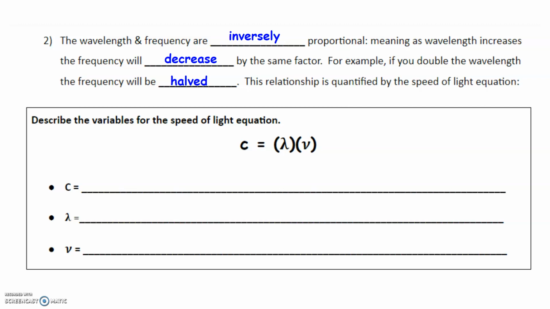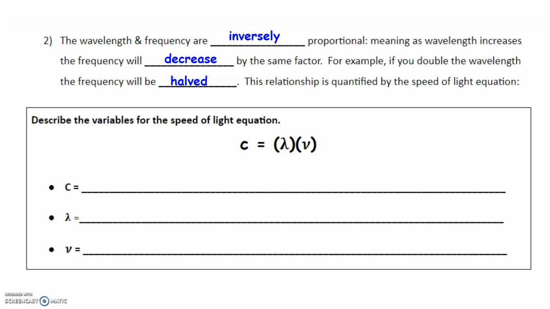So let's sort of recap, and this is where you'll take your notes in your note packet. So wavelength and frequency are inversely proportional, and that means that as the wavelength increases, the frequency will decrease by the same factor. So for example, if you double wavelength, the frequency will be halved. And this relationship is quantified by the speed of light equation.